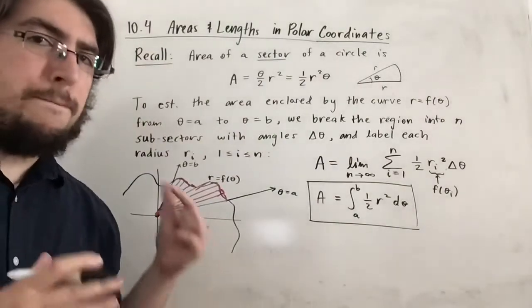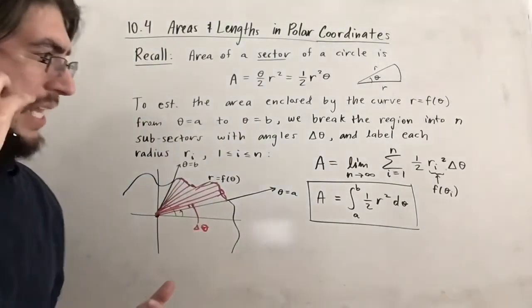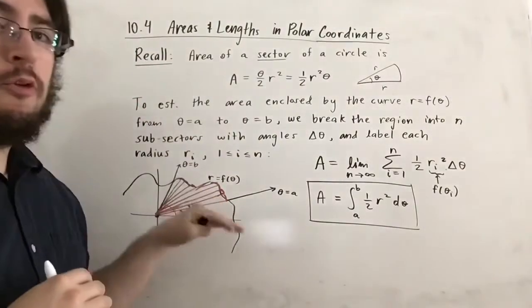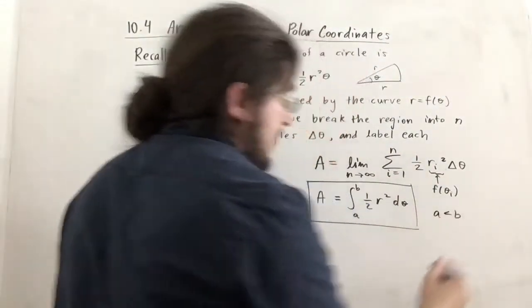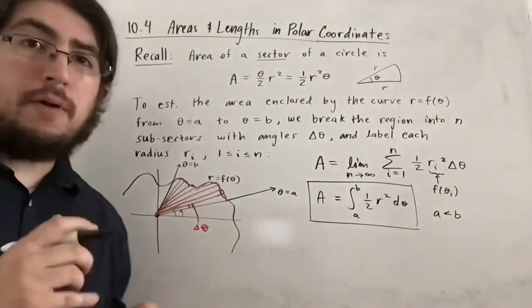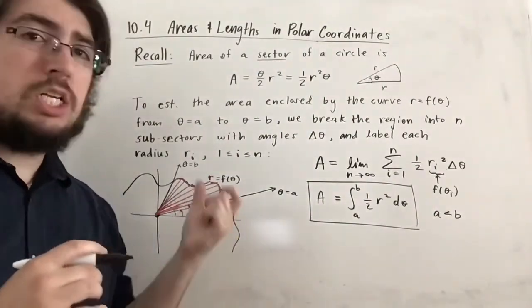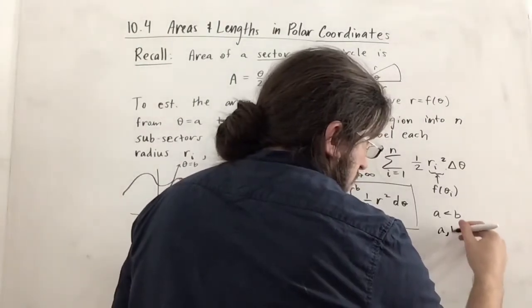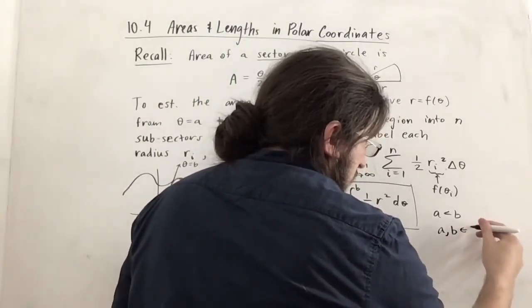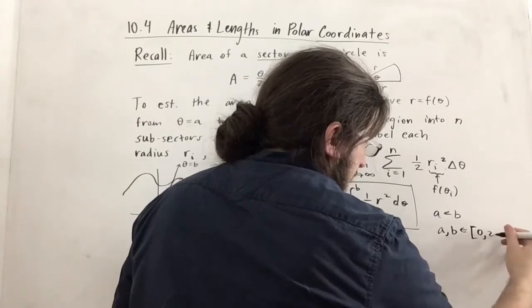There are a few big points I want to point out. I want to say that we want theta to go from A to B, so we want A to be less than B. That's actually very important. We also want to try to have A and B be contained in the interval 0 to 2 pi.